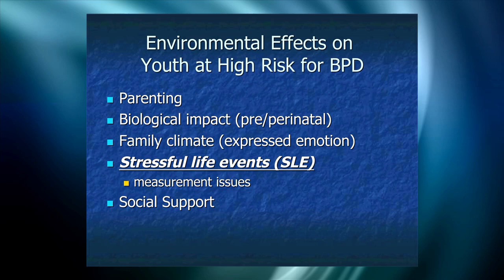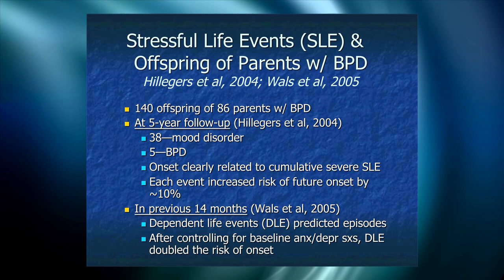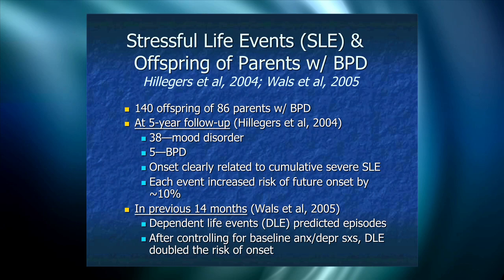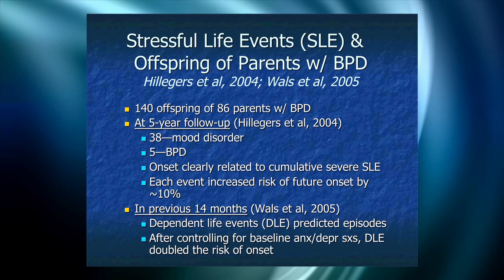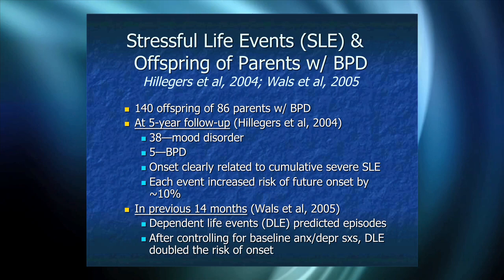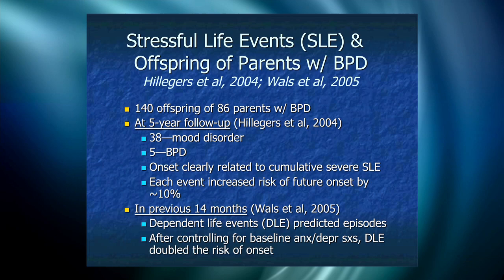How about stressful life events and social support? Okay, these are two studies that reported on the same cohort, 140 offspring of 86 parents with bipolar disorder, and at a 5-year follow-up, 38 had any mood disorder, 5 had bipolar disorder. The onset was clearly related to cumulative, severe, stressful life events. Each event increased the risk of future onset by approximately 10%. And then when they looked backward to the previous 14 months, dependent life events predicted episodes. After controlling for baseline anxiety and depressive symptoms, dependent life events doubled the risk of onset.